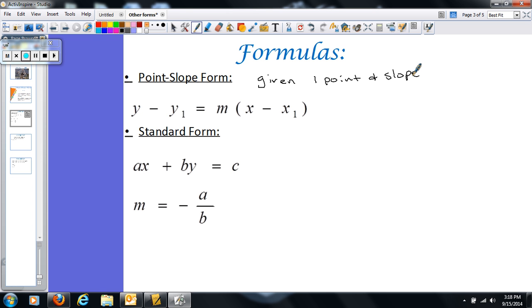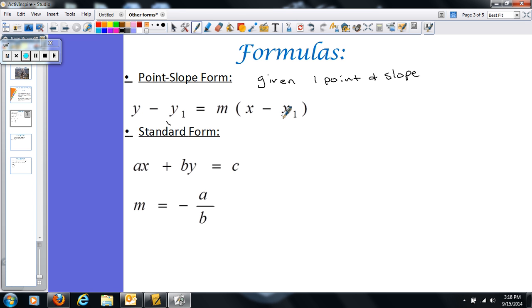It's y minus y1. This y is the same y as the y in y equals mx plus b. The x and this x are the same. The y1 is the y coordinate of your point. The x1 is the x coordinate of your point as well.